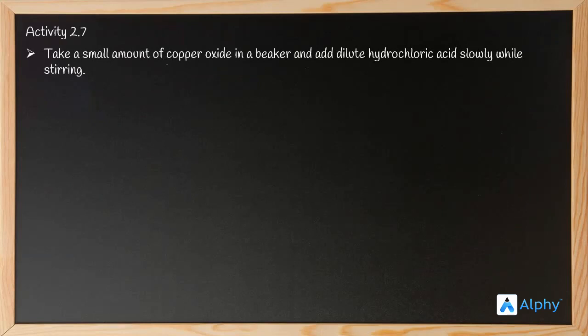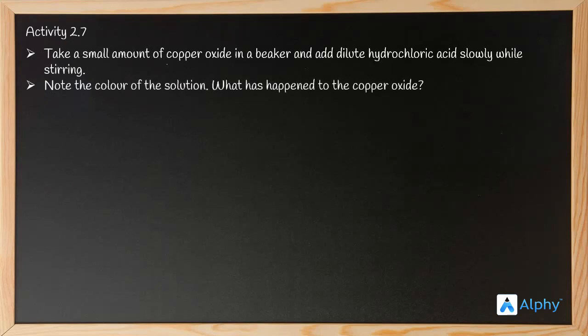So in general we know, right, copper oxide is black in color. We had learnt about this in the previous chapter, chemical reactions and equations, wherein we discussed that copper oxide is black in color. We have to take this copper oxide in a beaker and add dilute hydrochloric acid slowly while stirring. Note the color of the solution and what has happened to the copper oxide. So, in general, we have to note the color of the solution, right?